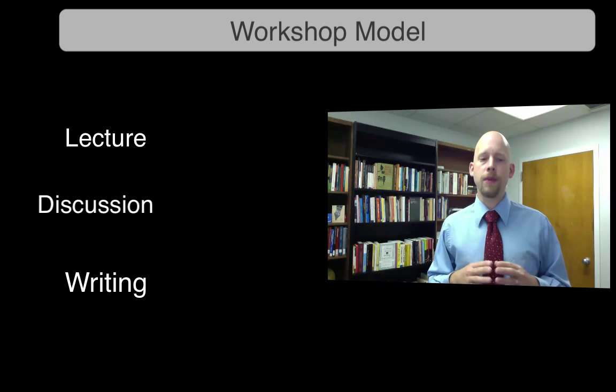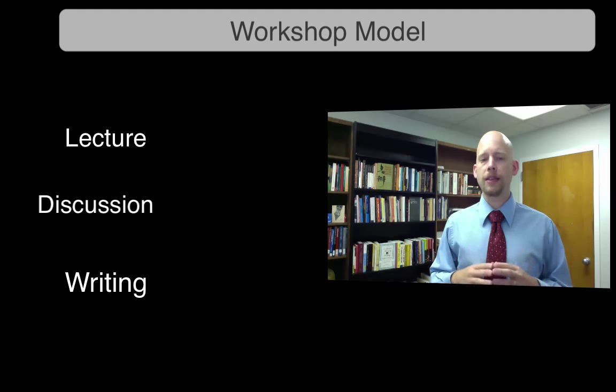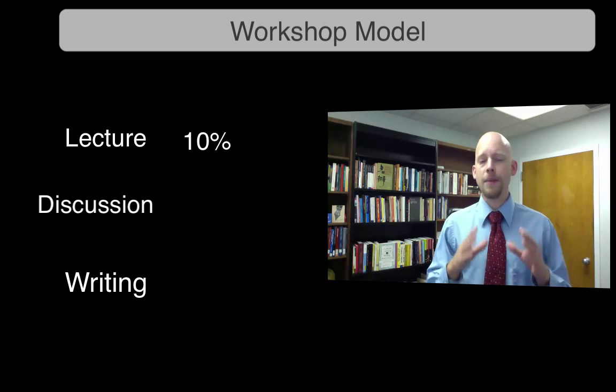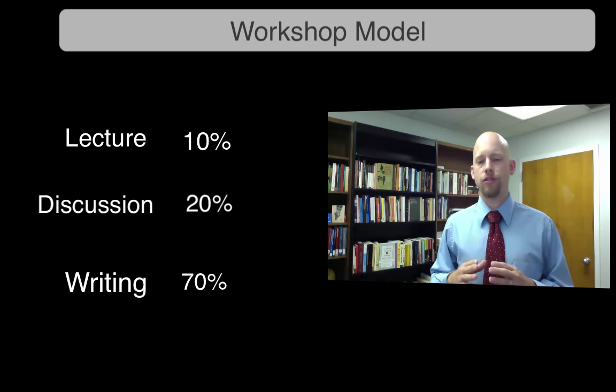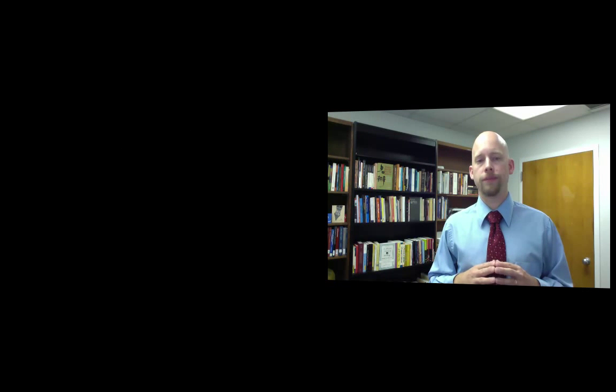A workshop classroom differs from the usual lecture-based class. Typically, a workshop class will spend the majority of time centered on student work and interaction. So 10% on lecture, 20% on discussion, and 70% on student writing. This has often been called the student-centered or flipped classroom because it is the opposite of the traditional classroom, which is typically 70% lecture, 20% discussion, and 10% student work. This workshop model can be difficult to replicate online, but has been made more possible as technology improves.